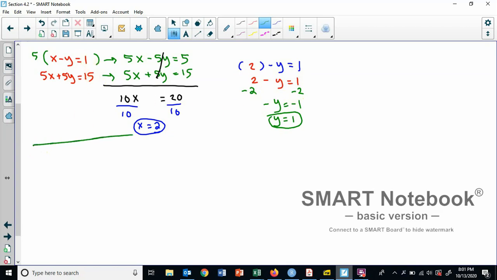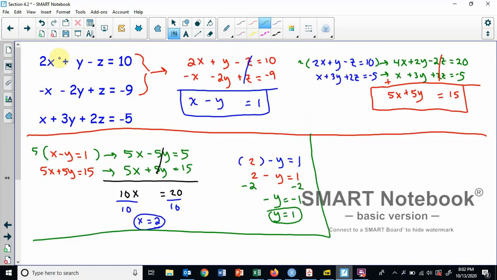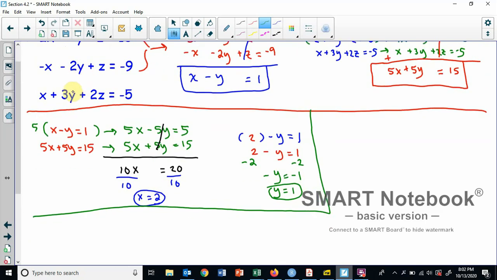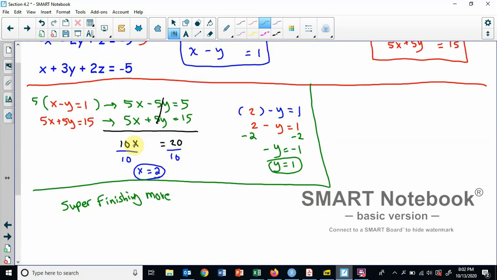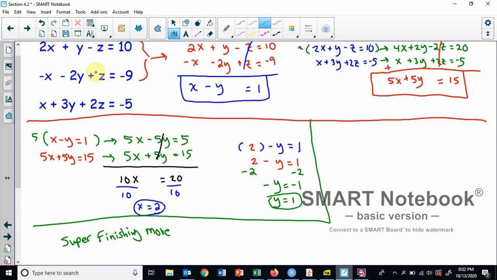Now we can finally think about the original problem. The original problem had 3 variables in it, x, y, and z. We have found 2 of them, x and y. So all we have to do now is what I deemed our super finishing move. All we have to do is take one of the originals. I'm going to take this one because it has just a single little simple z. Well, maybe the bottom one would be the easiest because these are all positive. Let's take the bottom one.